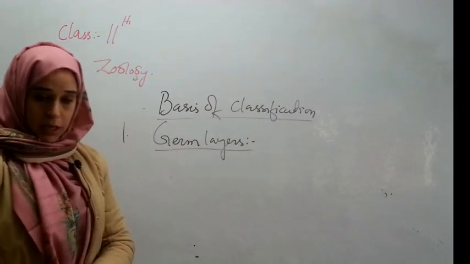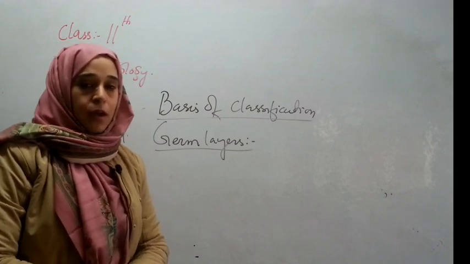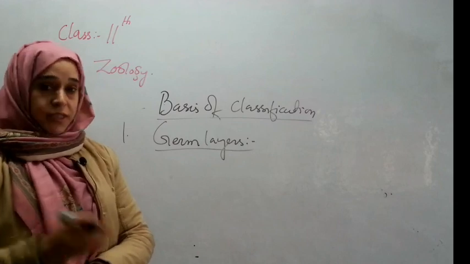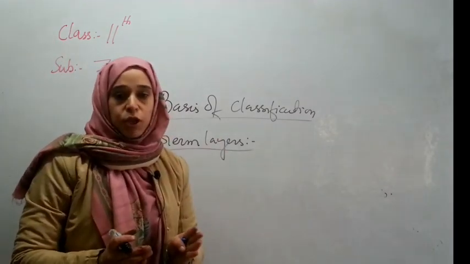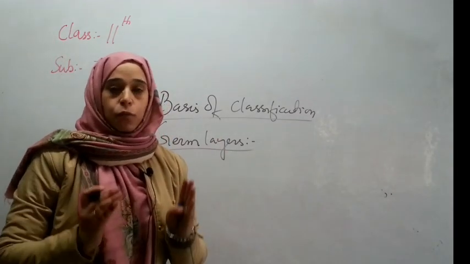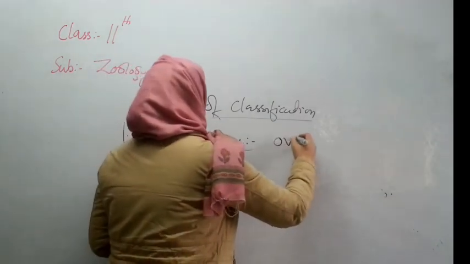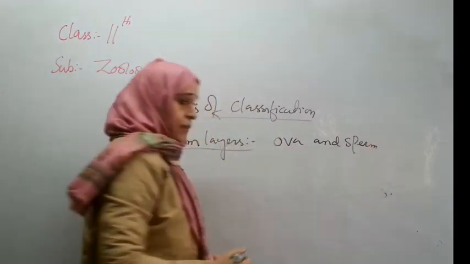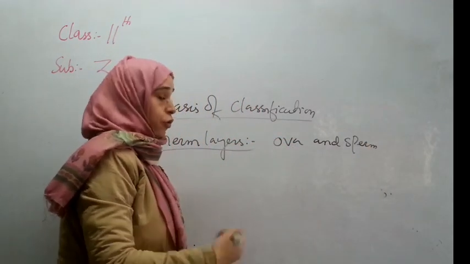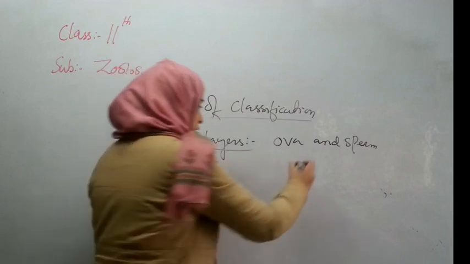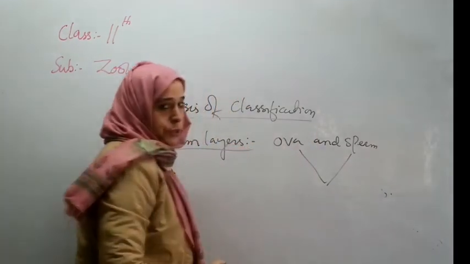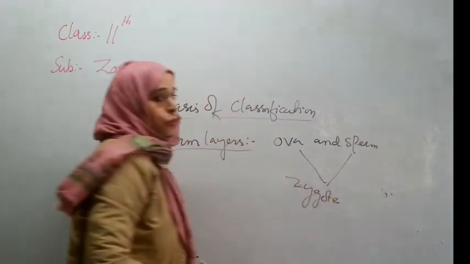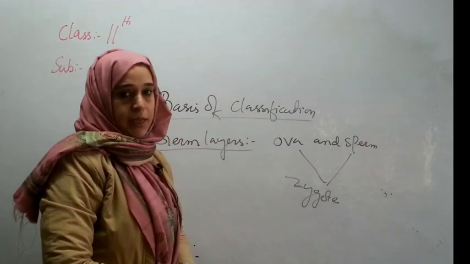Dear students, in 10th class the topic of reproduction was there. When we talk about sexual reproduction, we say it's the process where there is the formation and fusion of gametes, and those two gametes are the ova and sperm. When we go further through the process of reproduction, the fusion of ova and sperm takes place and results in the formation of a single cell with two nuclei. This single cell is known as the zygote.